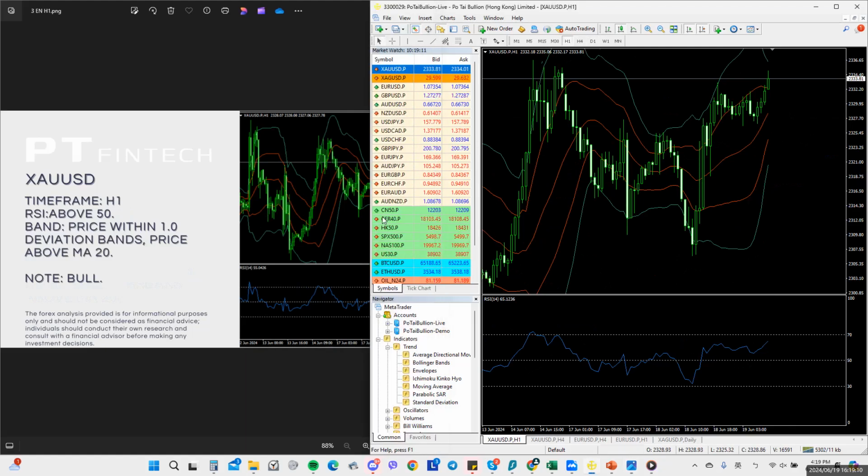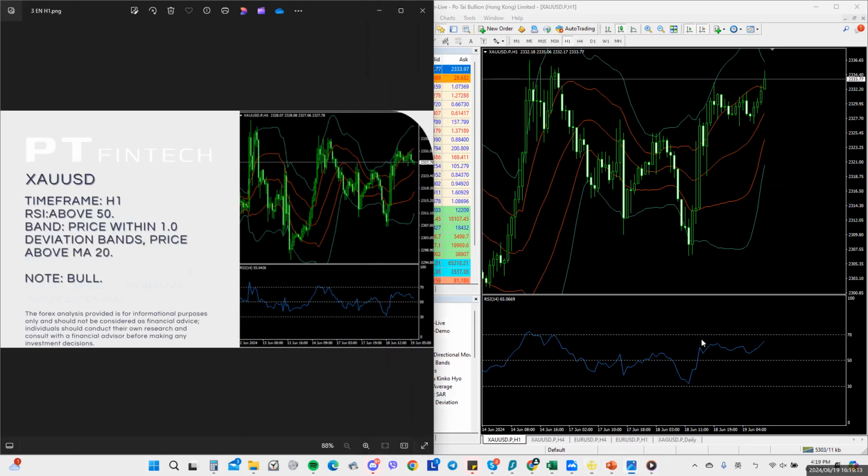Okay, all right, now H1. Let's take a look. H1 PTips claims RSI is above 50. Aha, look, it's like 65, near 70. So much more buyers are actually in the market. Okay. Now the bands, price within 1.0 deviation bands, price above MA20. Okay. All right. So let's see.